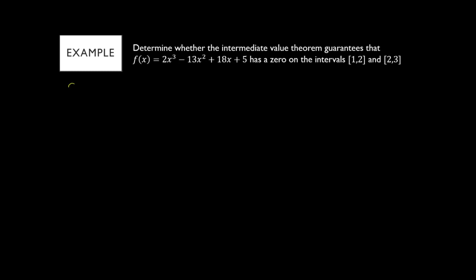So let's first start with 1 to 2. The way that the intermediate value theorem works is that we're going to have to find the function value for 1, and then we need to find the function value for 2. So we have to find function values for both endpoints and see if they're opposite in sign. If so, then yes, there's a 0. If not, we cannot guarantee that there is a 0 there.